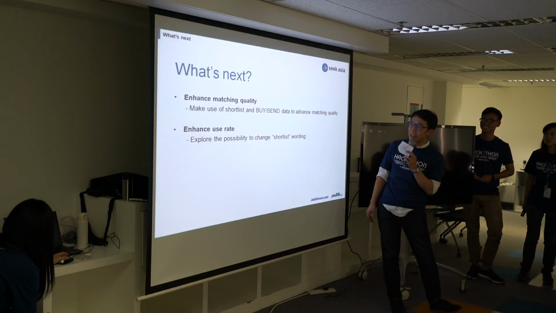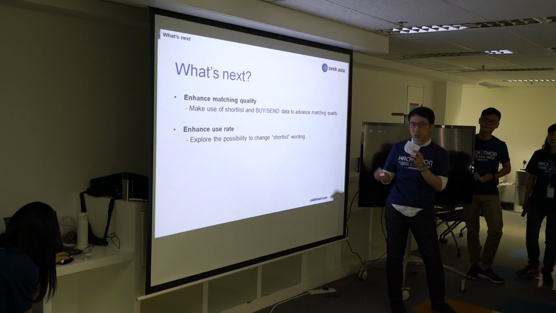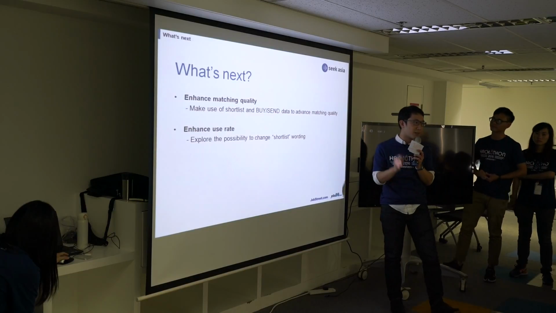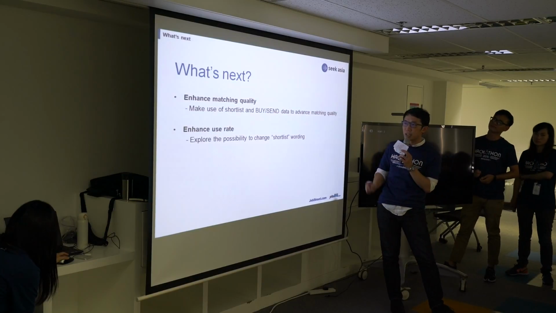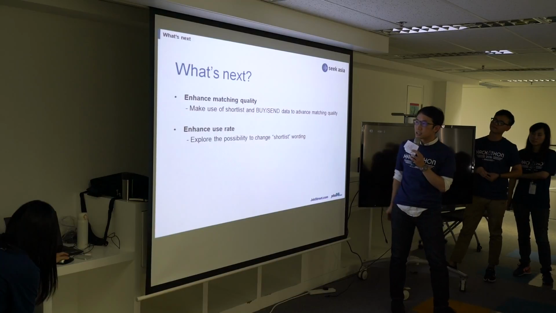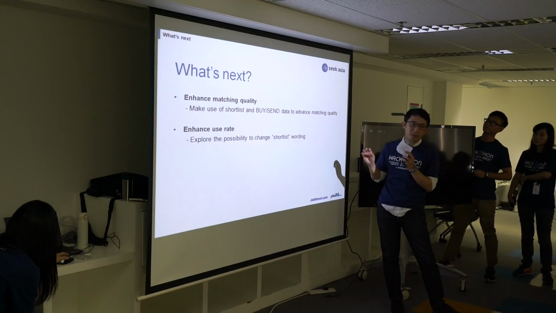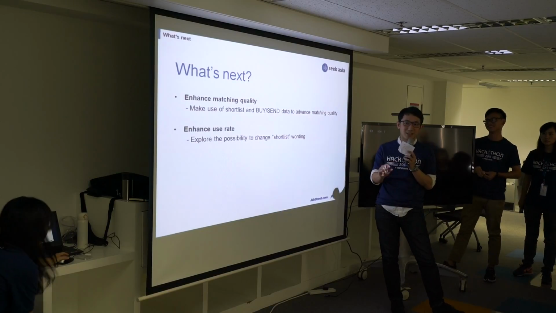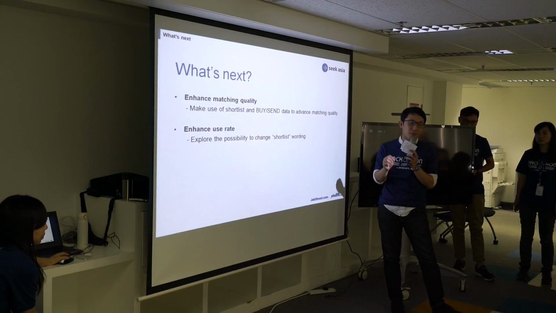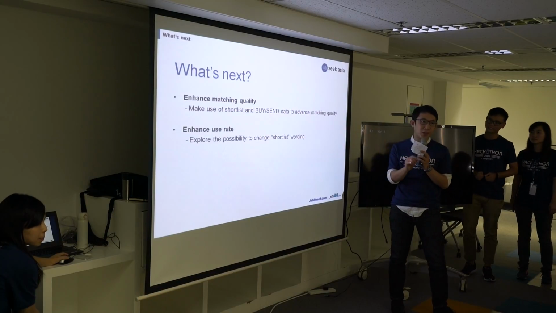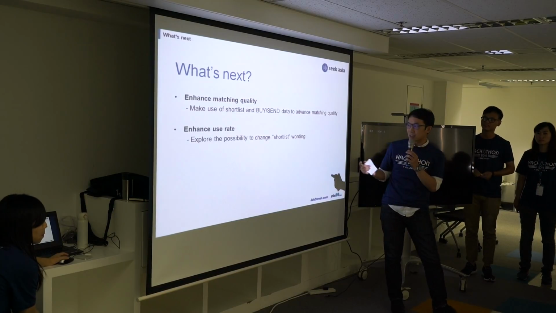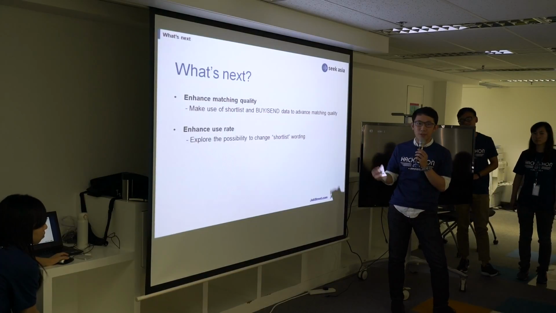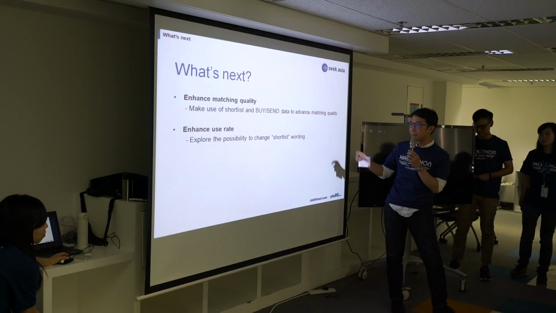So what's next? After we do this, we are assuming we can capture lots of positive signals, so that we can use this shortlist data to enhance our algorithm so that it gets better and better. We can also try to enhance the usage rate, because someone said that the shortlist wording is maybe too hard or too strong for hirers. So we may try to tweak the wording, like changing it to a tick or cross, to see if more people will pick it.